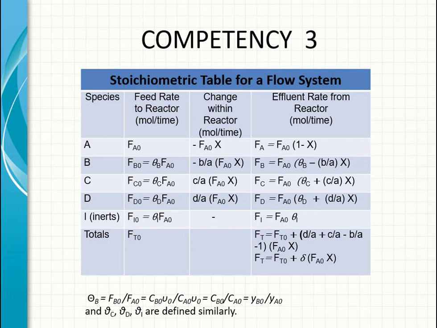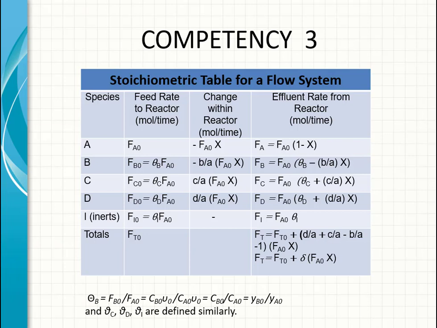So, here we have our stoichiometric table for a flow system. In the first column, we have the species A, B, C, D, I, and the total of those. In the second column, we have the feed rate to the reactor in moles per unit of time. We will have FA0. We will have FB0, which is equal to theta B times FA0.